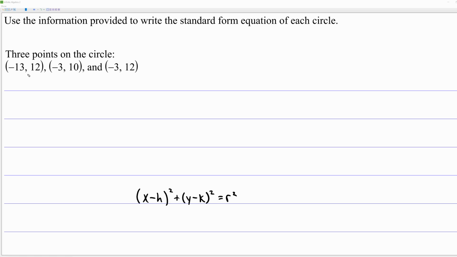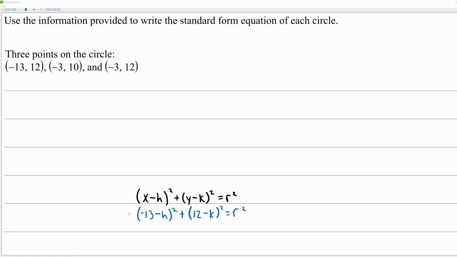Well, if this point is on the circle, it means if I plug negative 13 in for x and 12 in for y, then I'll get a true statement. So if I plug in x equals negative 13, so negative 13 minus h quantity squared plus 12 minus k quantity squared equals r squared, then this sentence has to be true. And the idea in solving this problem is if I were to do the same thing with the point negative 3, 10, I'd get a true equation. And if I did the same thing with negative 3, 12, I would also get a true equation.